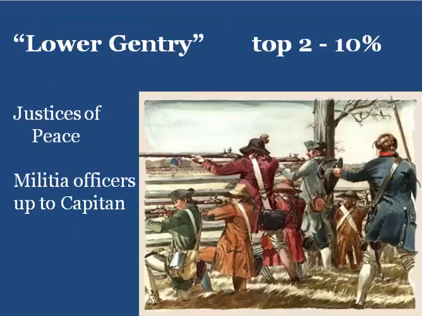What about the lower gentry? We talked about them. This is the top 2 to 10% wealthiest in colonial America. Well, they could make it as far as justices of the peace, which was a very important job, and also militia officers up to captain. So there was room for growth, even though it was rather limited. This by far beats any upward mobility available in the old world.